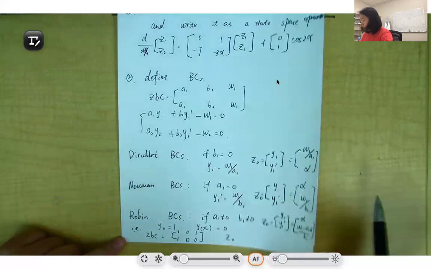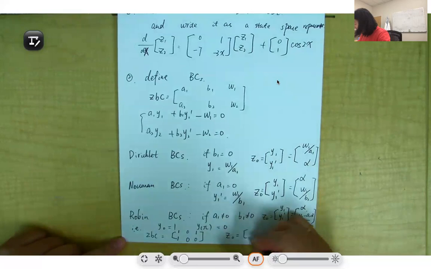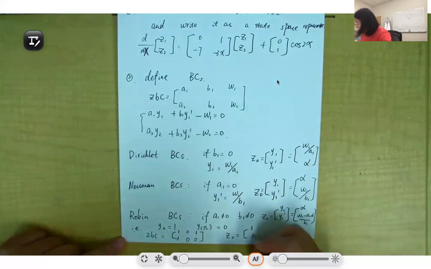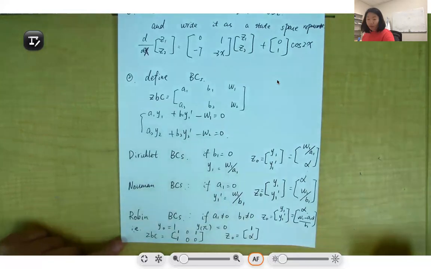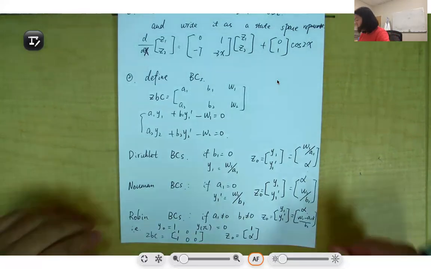Since B1 equals 0, it will follow this initial guess. Z naught will be W1 over A1, which is 1, and you give an initial guess alpha for your initial value. Then you will solve this with the shooting method.